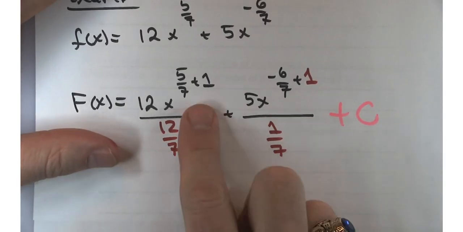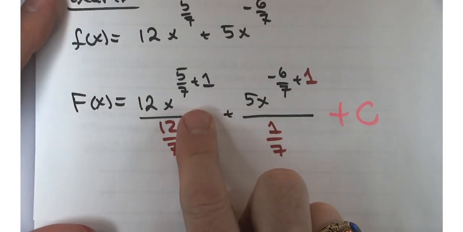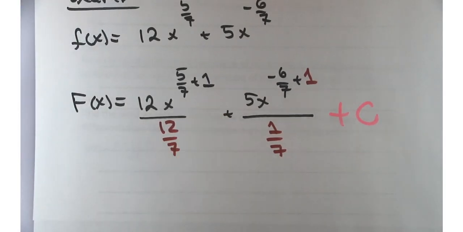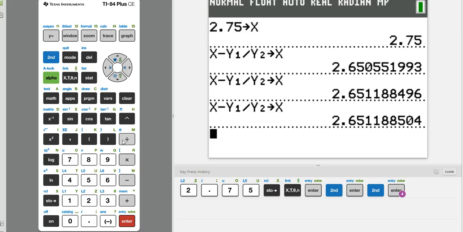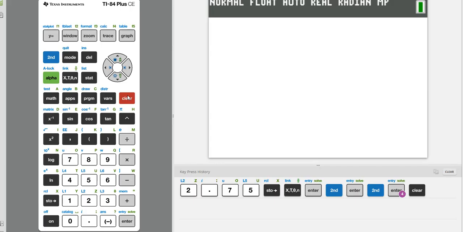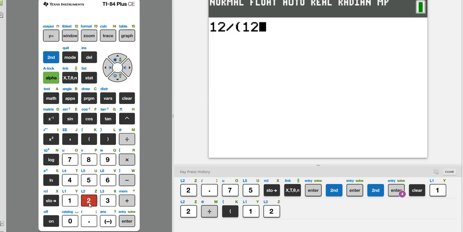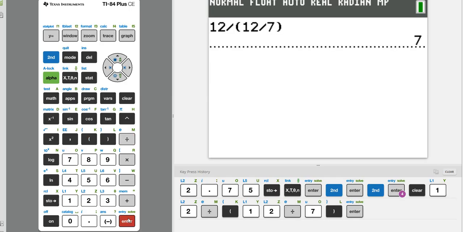Now, if you're looking at this going, oh man, fractions is not my jam, that's okay. I'd rather see you get it right than anything else, so just take an extra second. Take 12 divided by 12/7, and bam, you get 7. So you get some nice simplification there.